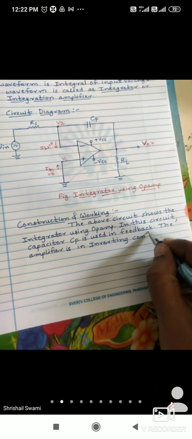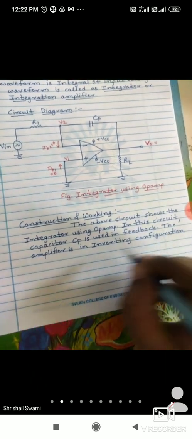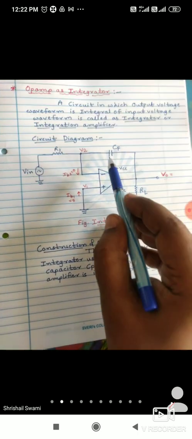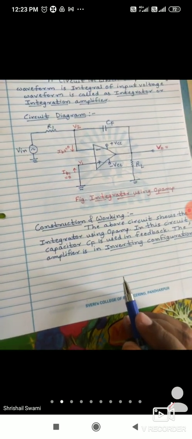The amplifier is in inverting configuration. So what will be the output expression of the inverting configuration? That already we know, that is output voltage, minus Rf by R1. But here a capacitor is there, so we cannot get the relation by using the feedback resistor, because the feedback resistor is absent here. So in this case, how to get the relation between output voltage and input voltage? That we can start by using the derivation.